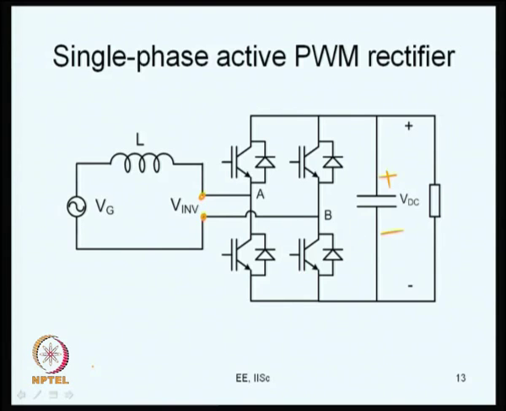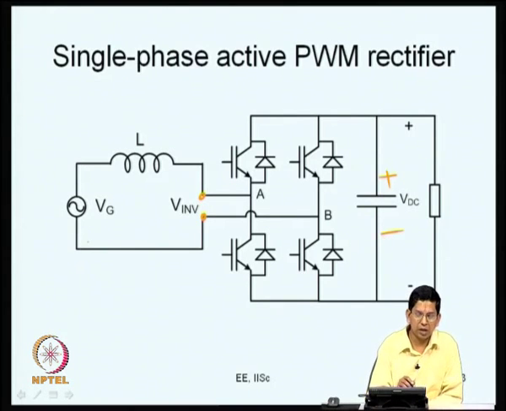I also mentioned yesterday that this is a boost converter, right, and the DC bus voltage has to be substantially higher than the peak line to line voltage, right.